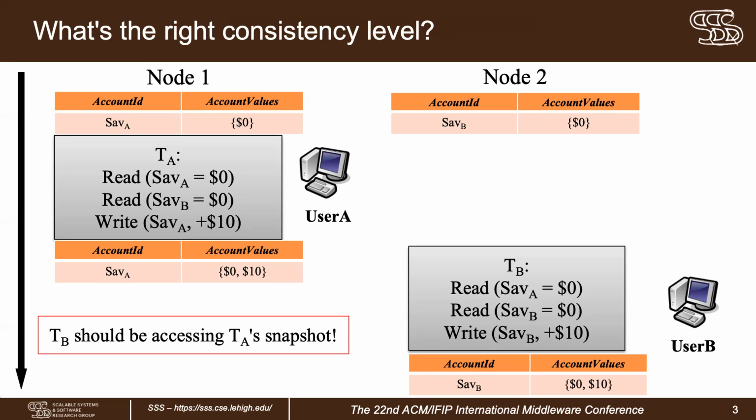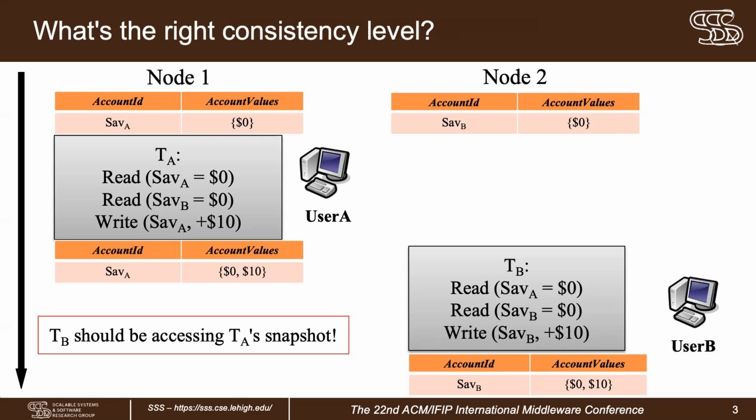User A starts transaction TA, reads saving account A and saving account B, $0 in both, and user A deposits $10 in saving account A. So when transaction TA commits, we have $10 in saving account A.